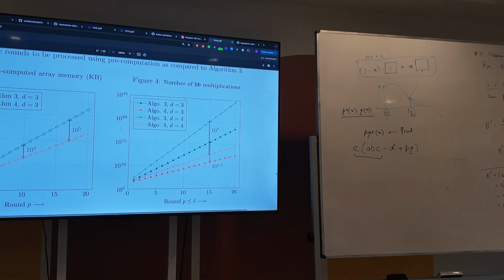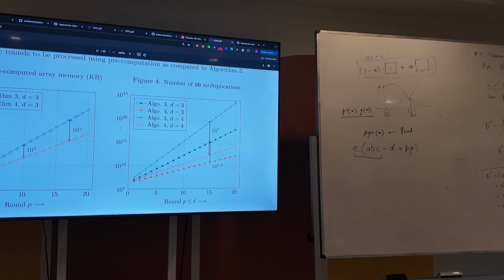So this is a theoretical plot of the memory requirement of algorithm 3 versus 4. In different configurations it's going to vary, but if you take, let's say, d equal to 3, degree 3, which is the most prominent use case in modern proof systems, and you take 2 to the power 17 as your instance size, you see a 5x difference between the memory requirement of algorithm 3 versus algorithm 4. So algorithm 4 makes a difference.